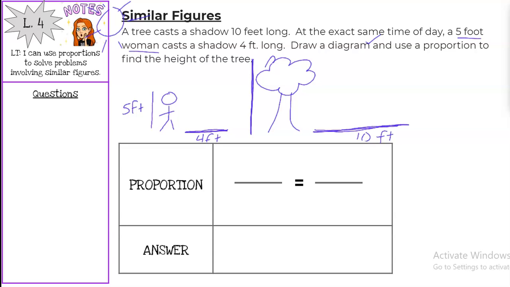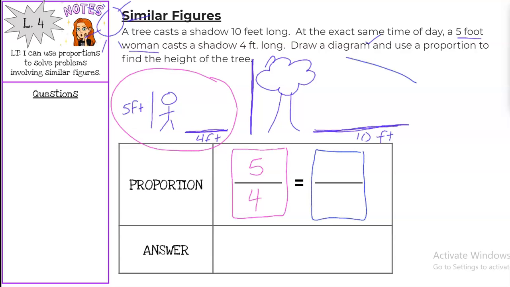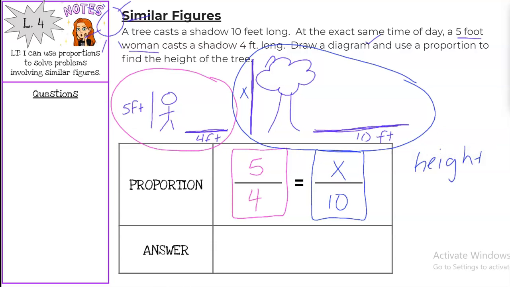We can set up our proportion. I'm going to make the first fraction represent our woman. So her height was 5 feet and her shadow was 4. So this is for the woman. And then the second fraction I'm going to have be for the tree. Now the height of the tree we don't know, so I'm going to put an x. And the length of the shadow was 10. Just note that you have to do the same thing on the top. On the top we did the height of the object or the person, and on the bottom we did the length of the shadow. So that has to stay consistent, okay?